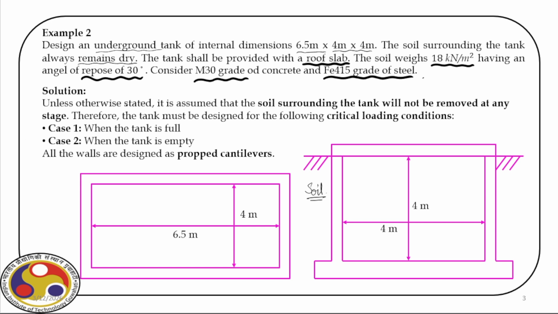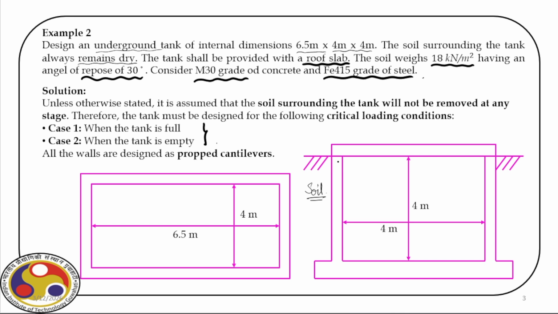Now, if anything is not stated, then we assume that the soil surrounding the tank will not be removed at any stage. And if that is the condition, the critical loading will be either of these two: when the tank is full or when the tank is empty. Now we'll consider both of them and we'll see how we are going to design.